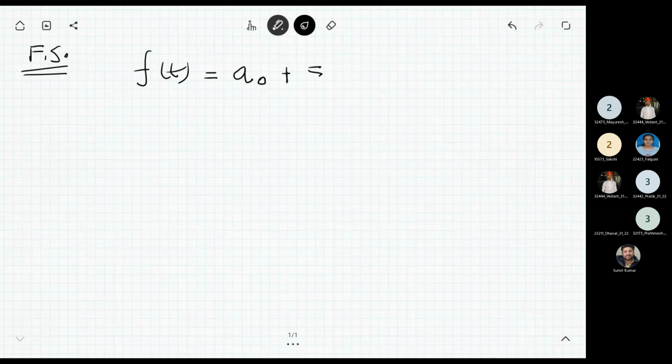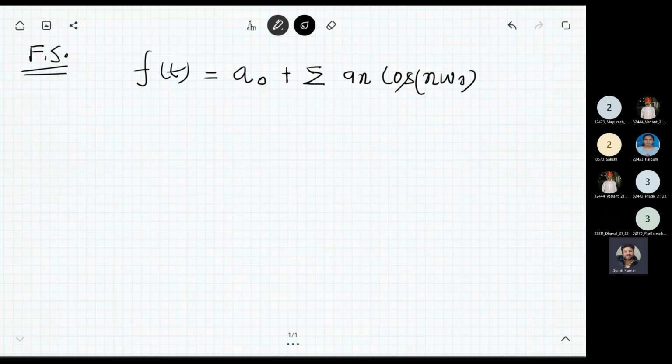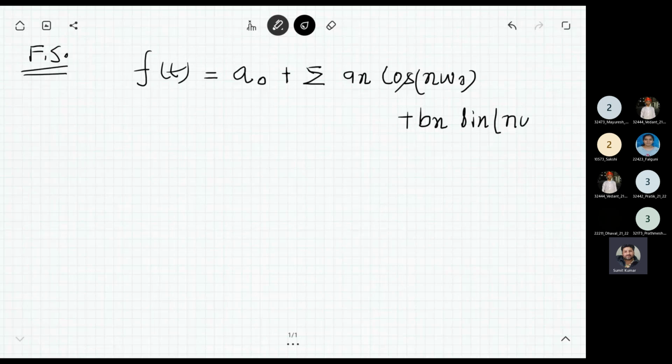summation a n cos n omega naught t plus b n sine n omega naught t. Sorry, there is t here as well, n omega naught times t. And here n is going to start from 1 all the way up to infinity.